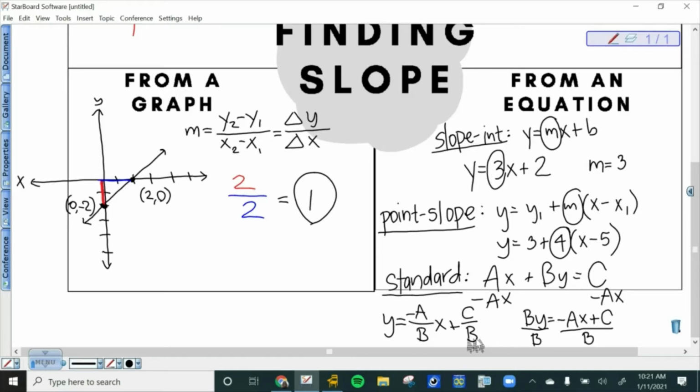So now, can you see how this is back in slope-intercept form? So what letters are going to be my slope? Negative a over b. That's my slope. Okay. Negative a over b.